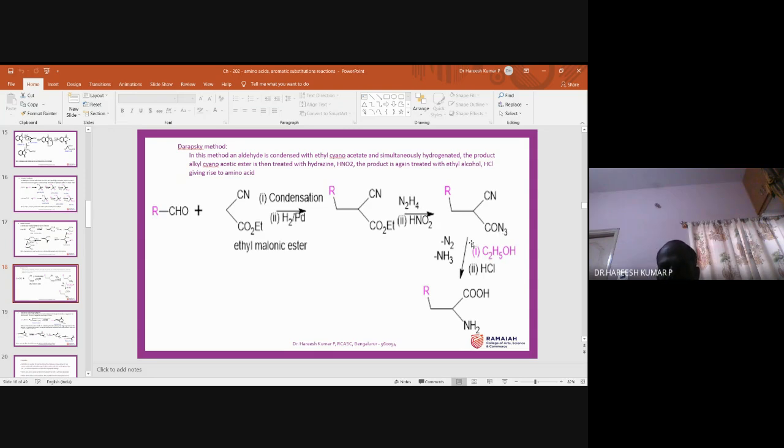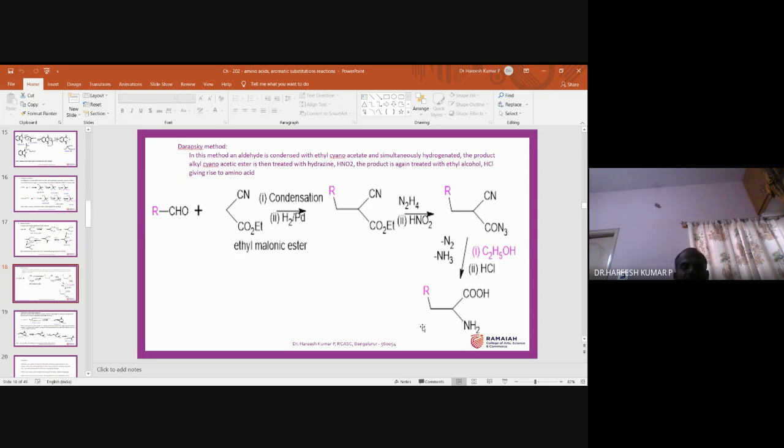So this acid azide on treating with ethanol in presence of H plus, what will happen? It's a Curtius rearrangement. So there will be a migration of this bond from this carbonyl carbon to nitrogen, forming a carbamate. That carbamate undergoes hydrolysis and then decarboxylation, giving rise to an amine compound. So this is about the Rapsi method.